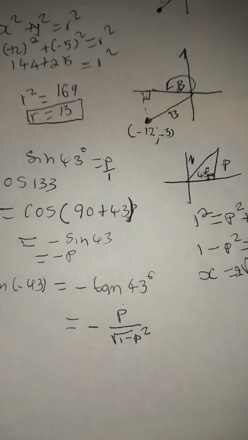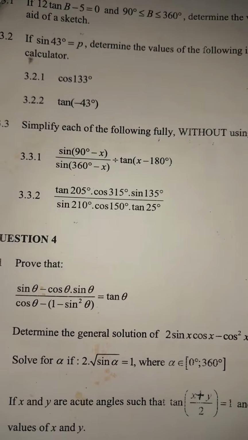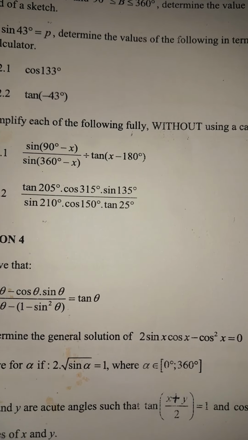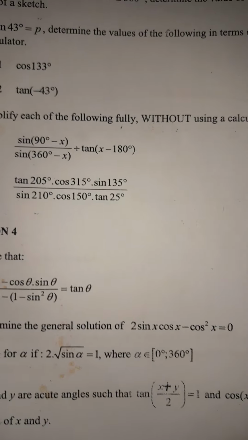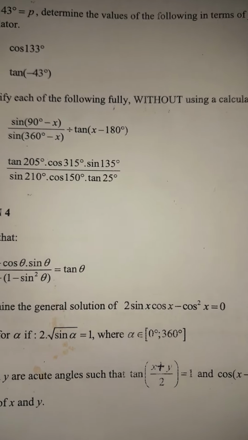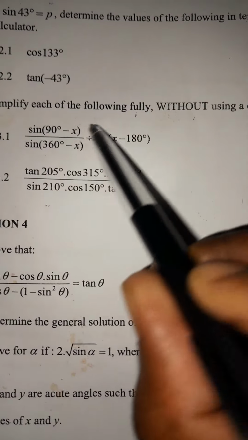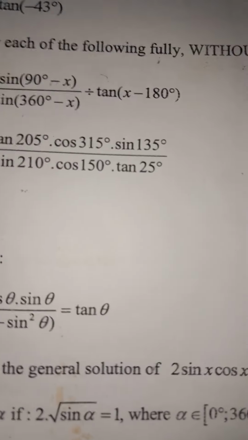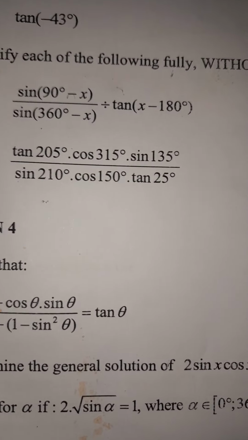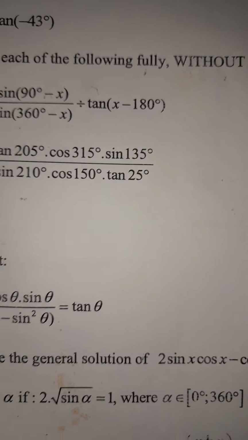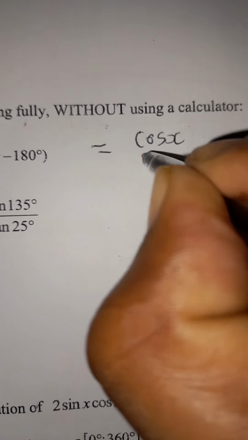That's it with 3.2. Let's visit 3.3. At 3.3, we are required to simplify each of the following without using a calculator. Let's simplify. How are we going to simplify here? We have to know that this is a cofunction. How is sine at 90 minus x? That's the first quadrant, meaning the sine will be cos x, right?